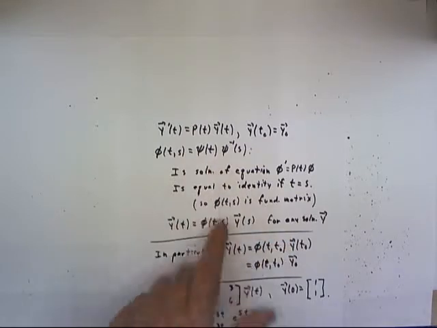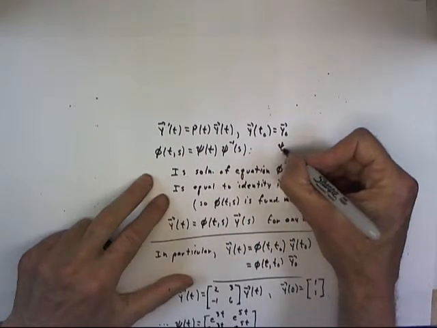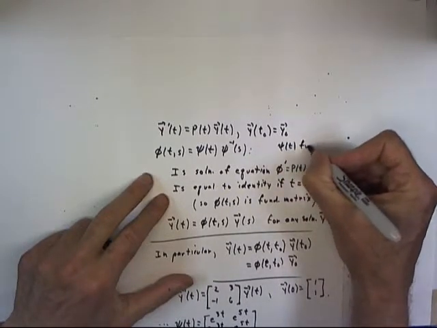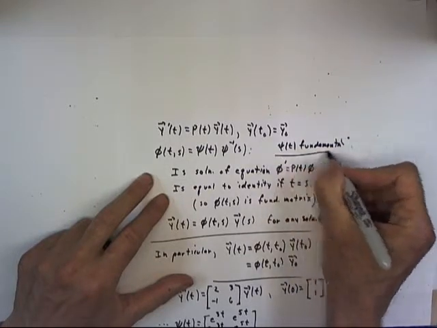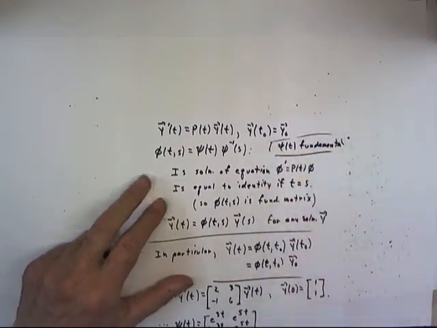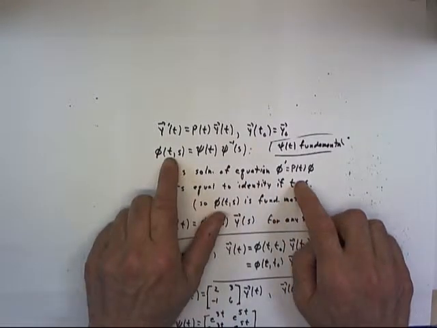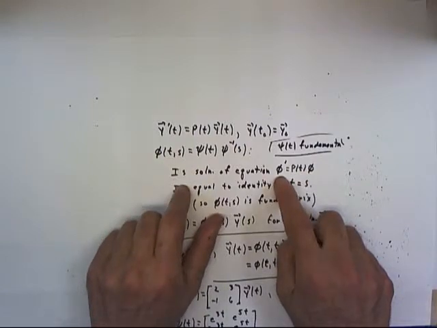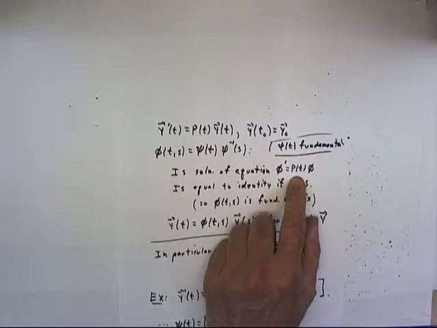Assuming that psi is a fundamental matrix, and let's write that in, so we're sure that we understand that that is a condition of what we're talking about. If psi of t is a fundamental matrix, then this matrix is a solution of the equation. In other words, phi prime equals p of t times phi. Now, how do we know that?